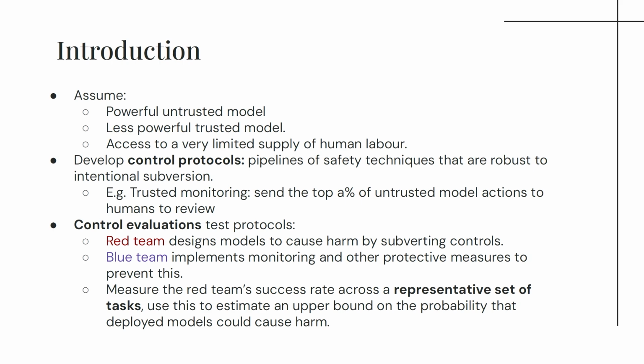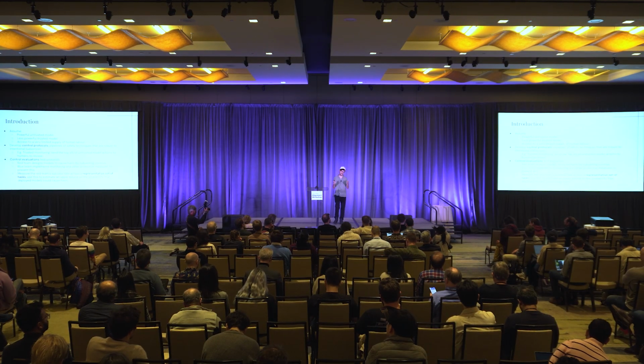And we want to develop control protocols, which are basically pipelines of safety techniques that are robust to intentional subversion by the untrusted model. And the kind of simplest one we can think of is just trusted monitoring. So we send the top some percent of untrusted model actions to humans to review. And we're going to hope that the actions that we choose are the actions that contain harm attempted by the untrusted model.